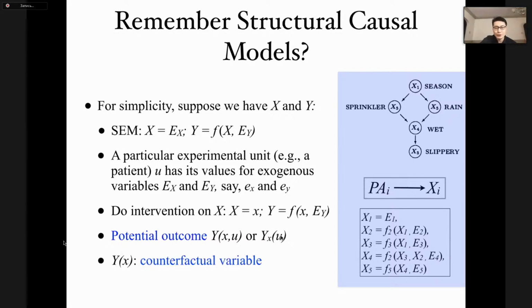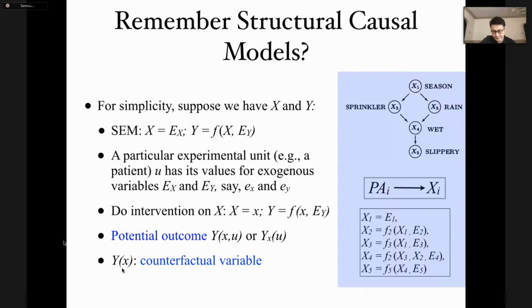If you just drop u here, then this is a variable because e_y is random. Now this is called a counterfactual variable. And you can understand this variable as a description of the causal mechanism from X to Y, because here X is fixed, right? You do an intervention. You don't care about how X was generated. You only care about this mechanism. So this counterfactual variable represents the mechanism from X to Y, or the mechanism to determine Y by making use of the cause X.